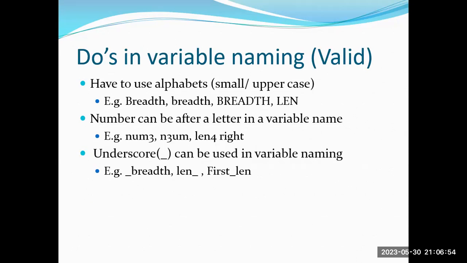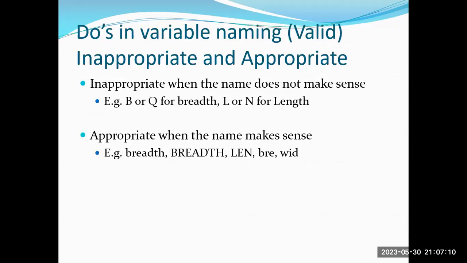Then when it's valid, I said that you can use any alphabet that you want. You can use a number, but let it be in the middle or ending. Then you can use underscore at the beginning, at the middle, at the end. Then I'm saying that when it is valid, look at the top. Do's in variable name, valid for valid. You understand? For the valid variable names.